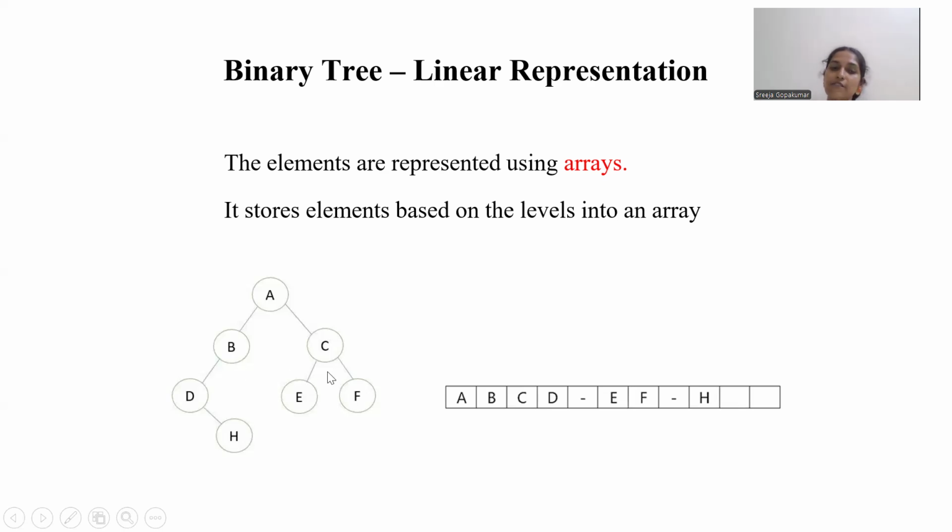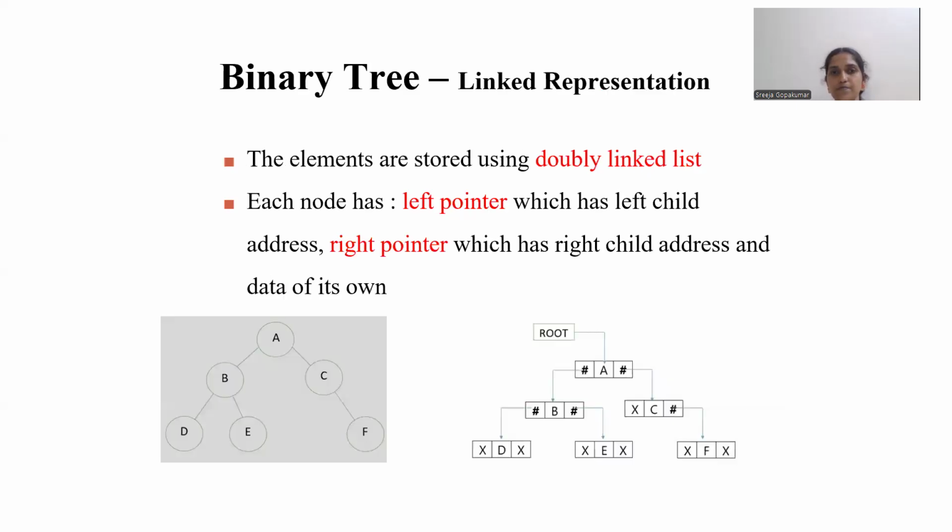After that, we have the left child of C as E, followed by E, then F. Again, if we come to the next level, F's left side is kept empty, which means we have to indicate that as a null value, giving that empty space over there. Why? Because there are no keys present in that particular position. That should be indicated in the array by mentioning it as a hyphen or null value. So this is your binary tree representation.